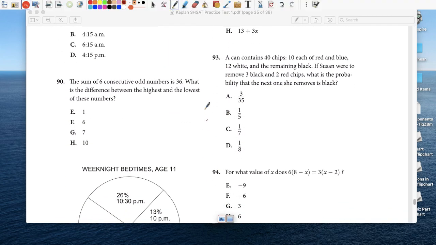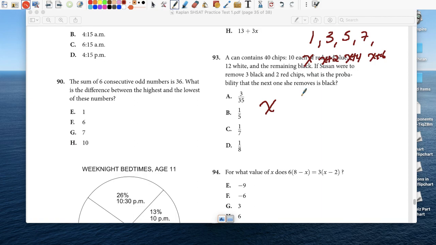The sum of 6 consecutive odd numbers is 36. What's the difference between the highest and the lowest? Well, consecutive odd numbers. If the first number is x, how do you get to 3? Well, that would be x plus 2. Your first number is 1. How do you get to 5? The third consecutive odd number would be x plus 4, and x plus 6, and so forth. You would do the same thing if they were even numbers as well.